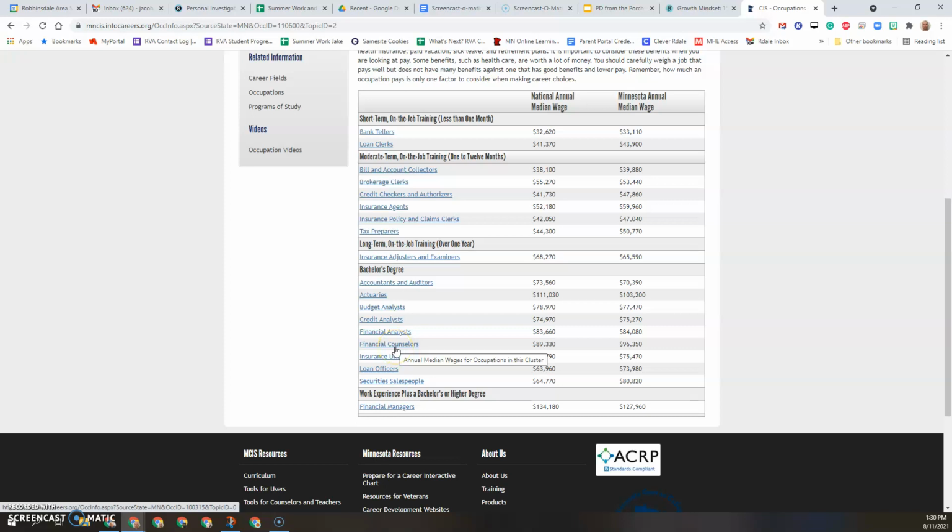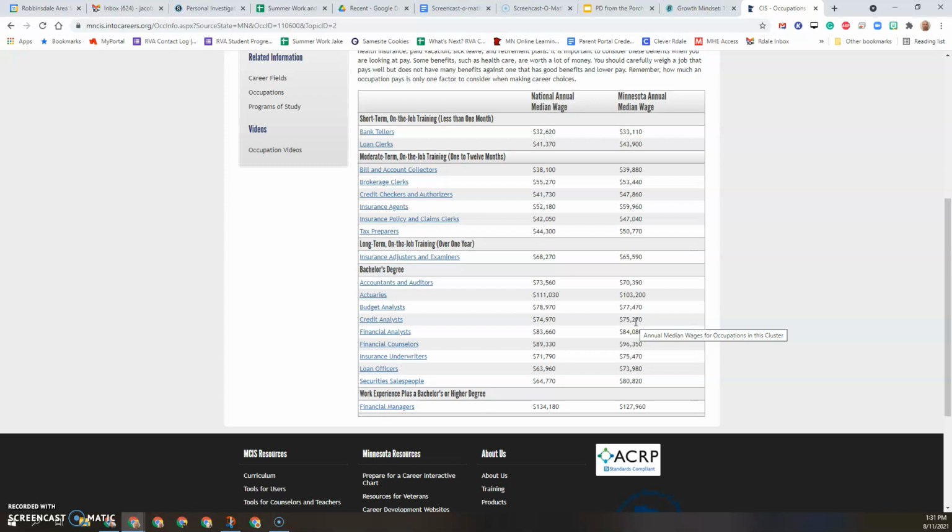And so what you're going to be doing is looking at what sorts of jobs there are and how much money you can make. So for this assignment, maybe pick 3 different jobs that you really like and write down the salaries. And that'll be something that you'll include in your final product.